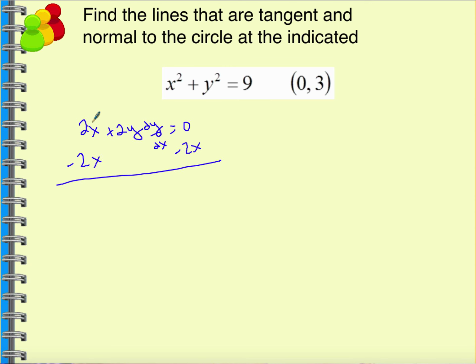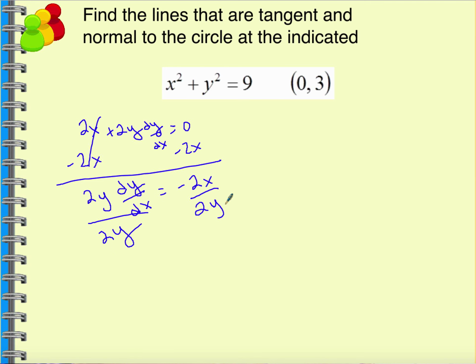This one's nice because they've already given us the point. Divide by 2y. And I get dy/dx is equal to, looks like, negative x over y. That's nice. Okay. So find the lines. So this isn't just what's the slope. They want us to know what's the lines that are tangent and normal to the circle at the indicated point.